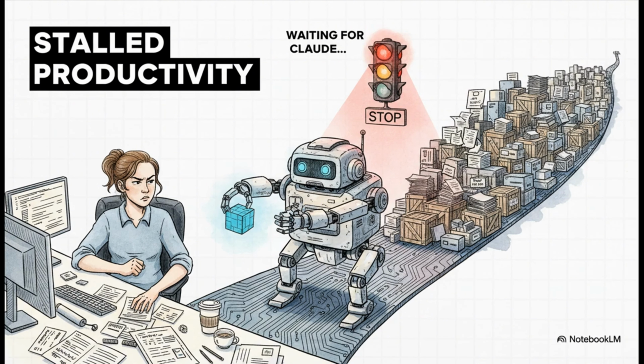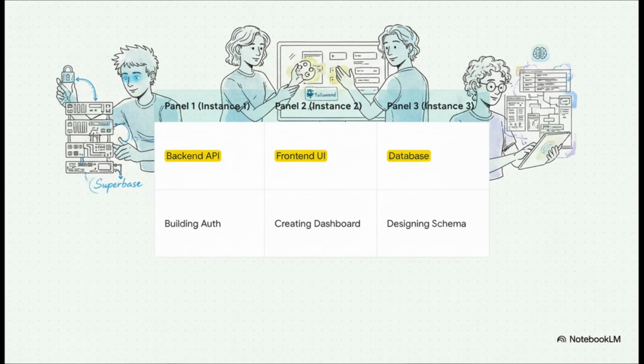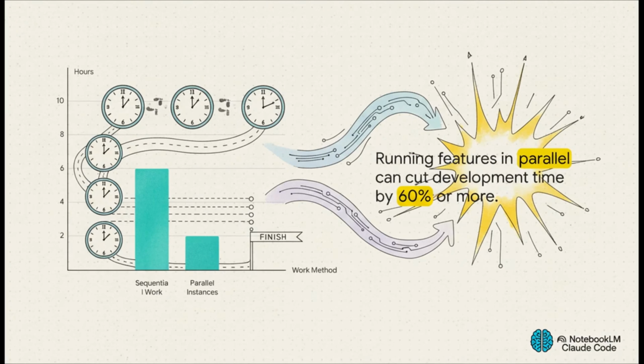watching that cursor blink. The solution is to open multiple Claude panels right there in VS Code and have them work on different independent parts of your project simultaneously. So you could have one instance over here building your backend authentication with Supabase, while a second instance is working on the front-end dashboard using Tailwind, and the third one is designing the database schema. You've got 3 Claudes all working in parallel. It's amazing. And the impact on your time is just massive.